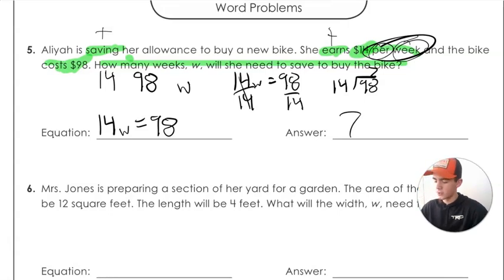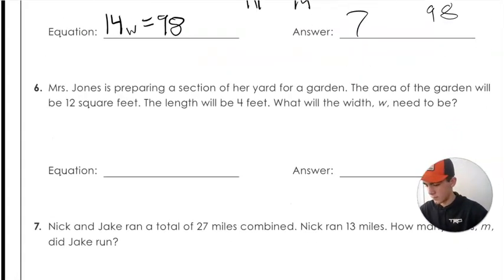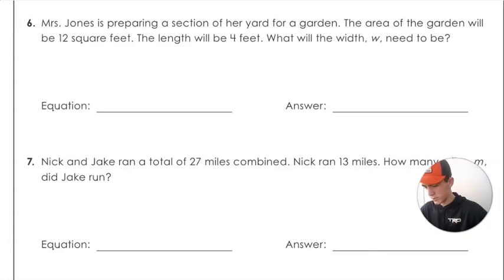And if you want to double check that, we can go 14 times 7. 7 times 4 is 28. 7 times 1, 7. 8, 9. Plus, so you got 98. So you got it right. The answer is 7. Alright. Number 6.